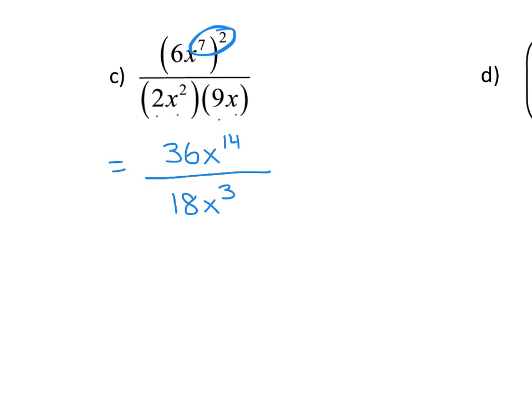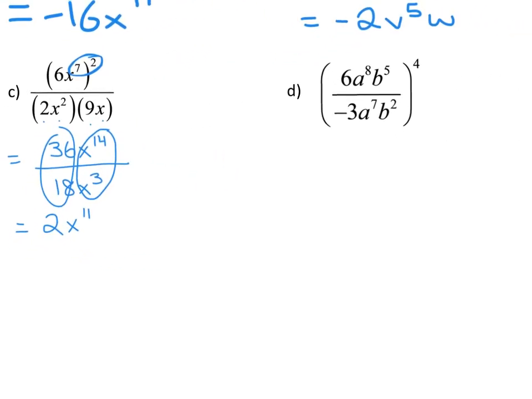Now I have something that's a little bit nicer to work with. I start with the coefficients again. 36 divided by 18 is 2. So I started there, okay? And then because the base is x, right? 14 subtract 3, 11. Okay? So now I'm showing you how you can get a little quicker in the math. I'm not showing every detailed step. I'm just showing you how you can make these a little quicker. Okay? Last question here. Try D, and then we'll take that up.